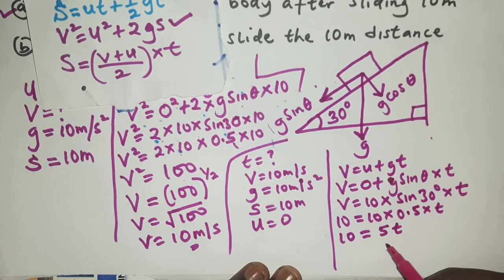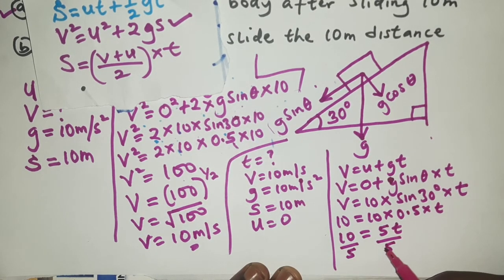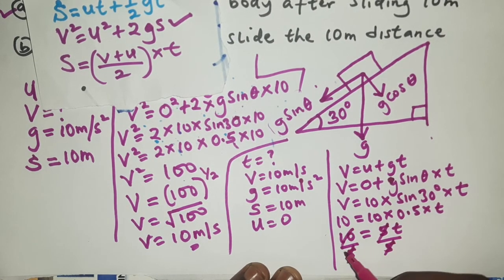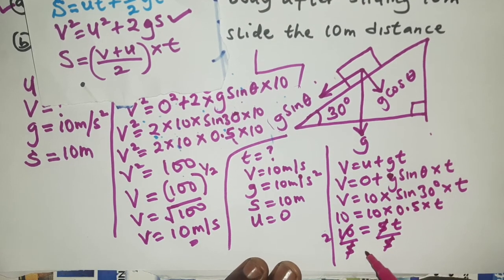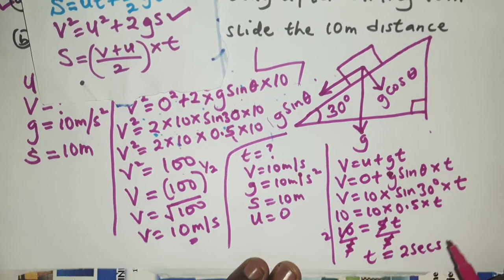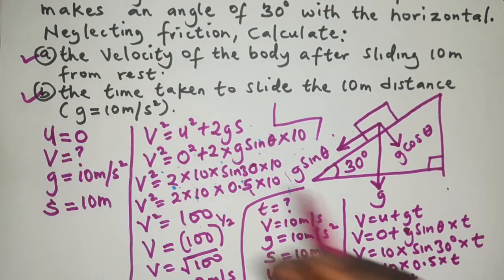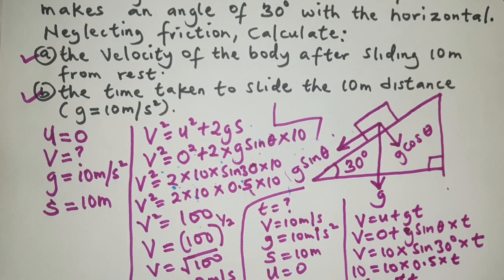Then divide both sides by 5. 5 in 10 gives you 2. So our t equals 2 seconds. So we write t equals 2 seconds. So that does it. We have done this one also. So that's it about inclined planes. Interesting and very simple.